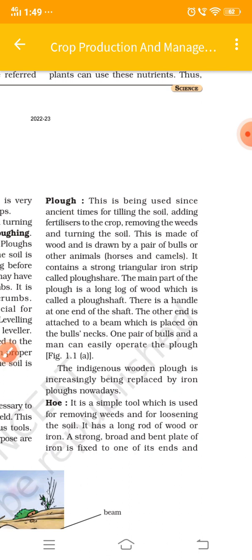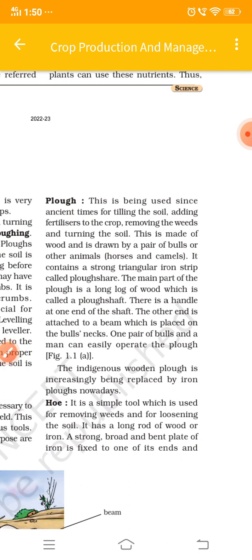The main part of plug is a long log of wood which is called plug shaft. There is a handle at one end of the shaft. The other end is attached to the beam which is placed on the bull's neck. One pair of bulls and a man can easily operate the plug. Hope you understand this. Nothing is there. Only they have said this plugging is done. In ancient time also it was done. Now this was used to remove the weeds, to mix up the manure and all the things.